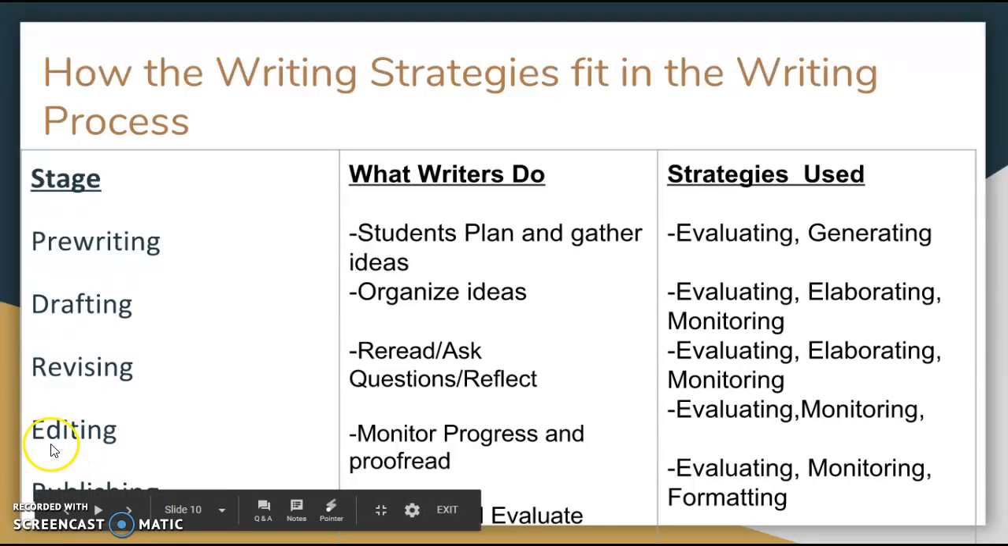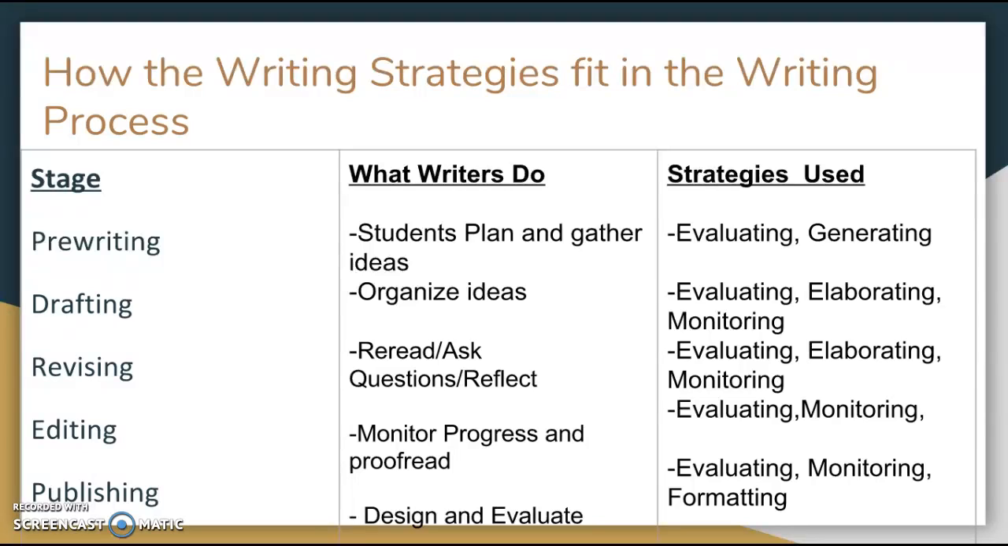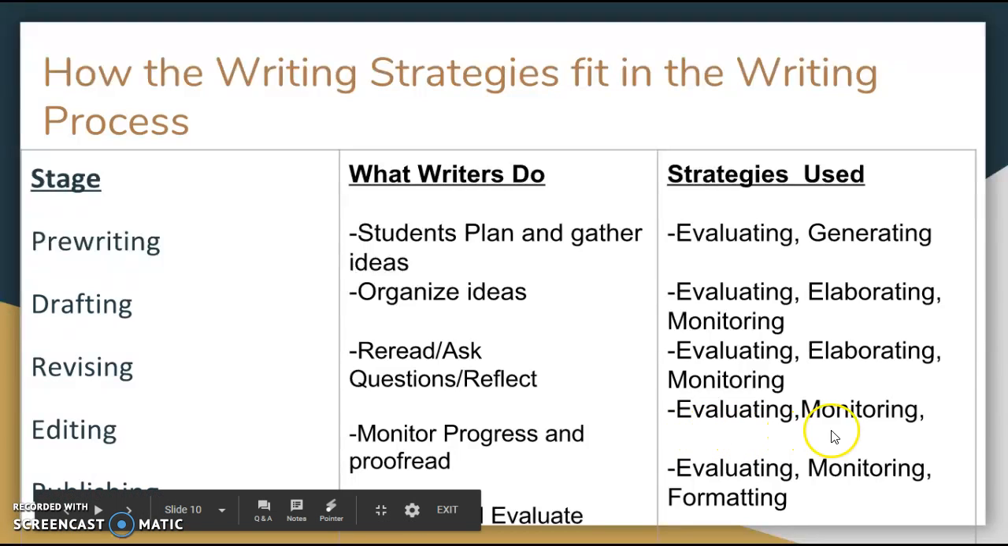Then we have the editing stage, where writers are monitoring their own progress and proofreading. The strategies they're using are monitoring and evaluating, where they're looking at rubrics and checklists to see whether or not they've met their criteria, and if they haven't, they're reflecting on what they can do to achieve that goal or criteria.